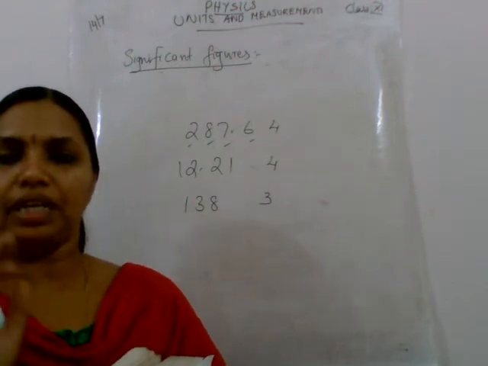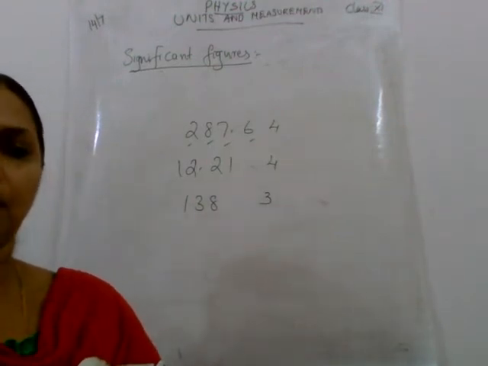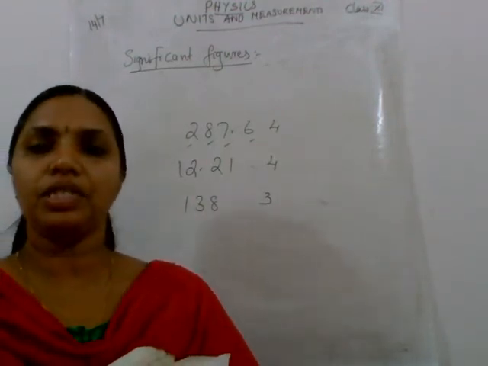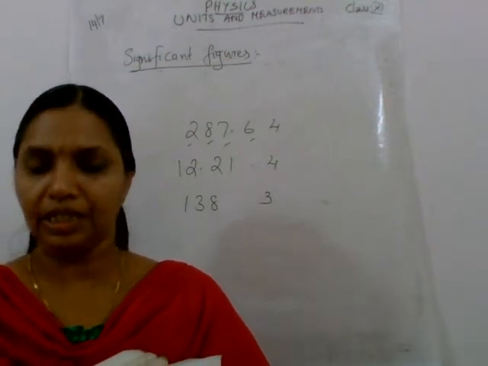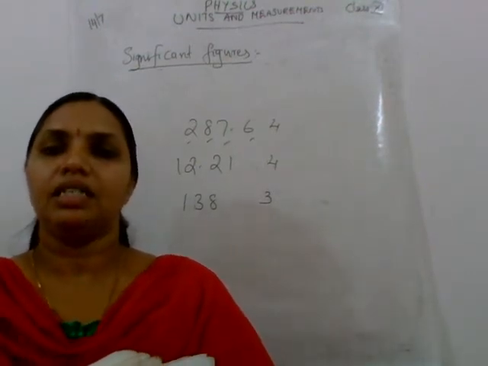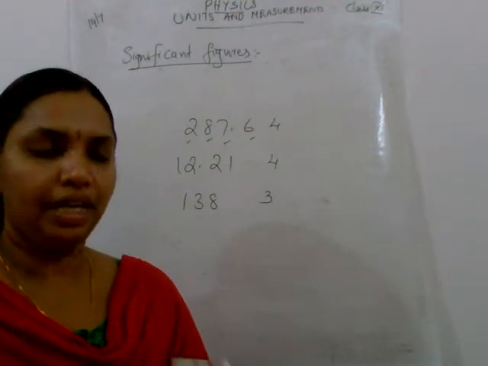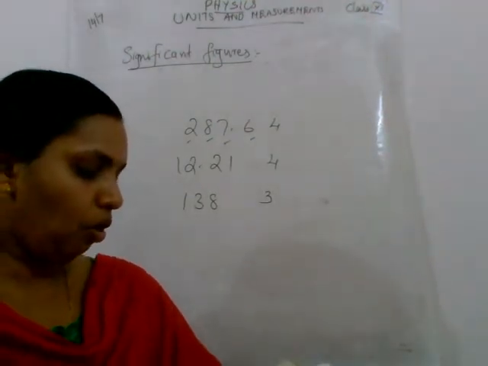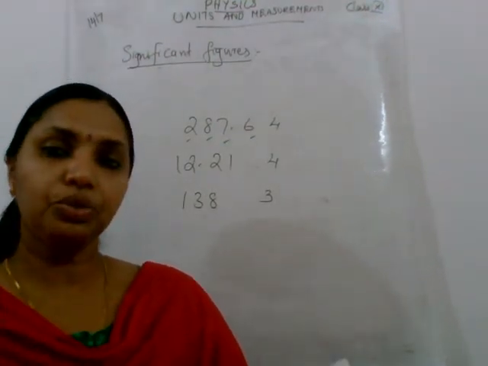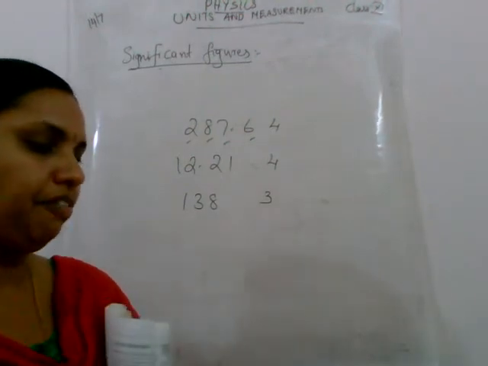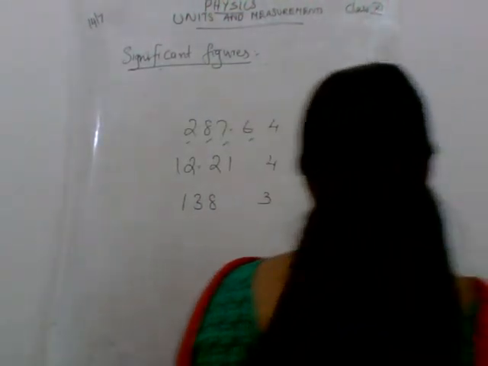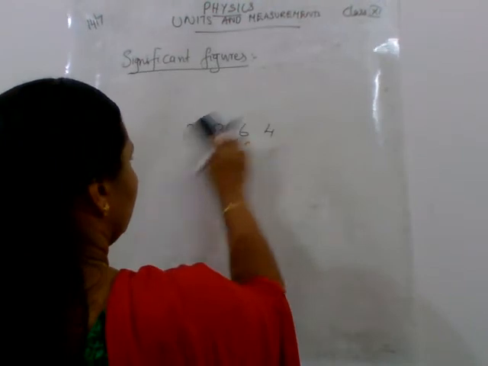All non-zero digits are significant figures. In a number, you have to go for the non-zero digits, and all the non-zero digits count as significant figures. Then what is the next one? All zeros between two non-zero digits are significant.